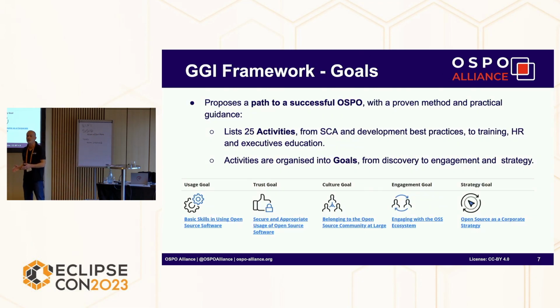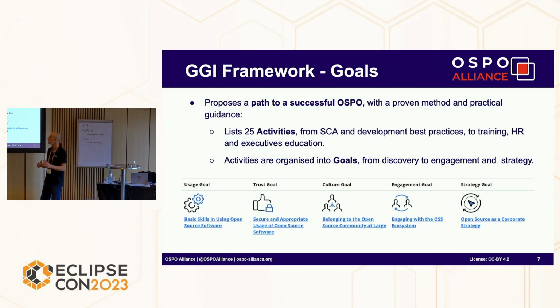For a quick introduction to the handbook, it's a method and a process, a bunch of guidelines to help you define your roadmap and build your OSPO. These are things that you want to consider when you're talking about managing open source within your company. That goes from software composition analysis, to realizing that you have a lot of open source in your critical processes, development best practices that come from the open source world, training, HR contracts, executive education.